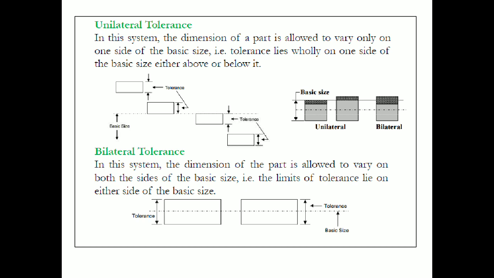Whereas in the bilateral system, as you can see, some part of the tolerance is above the basic size, whereas some is below the basic size. That is, the sizes are defined both on the positive side and the negative side. So this type of tolerance is termed as bilateral tolerance.